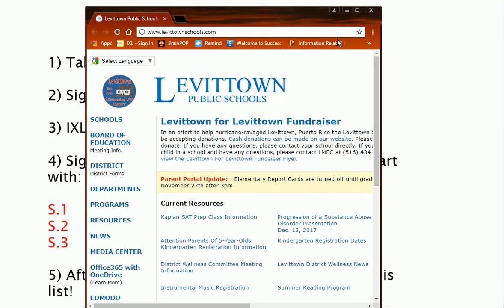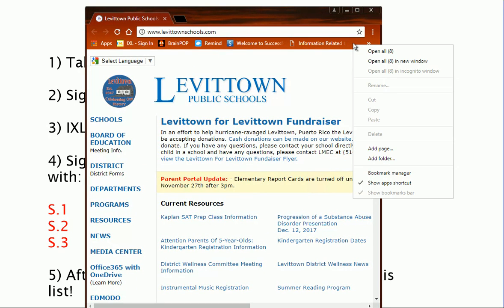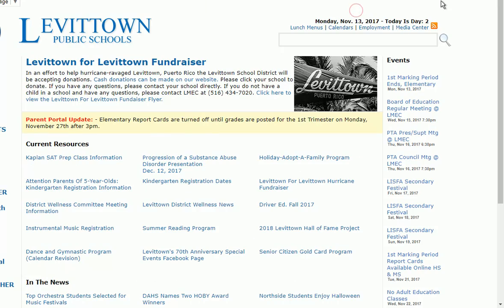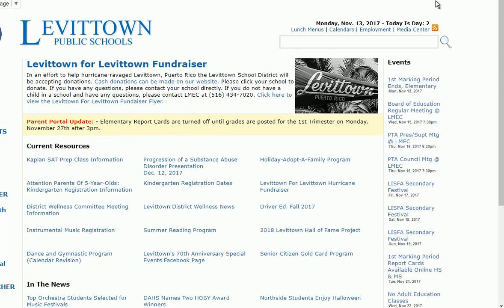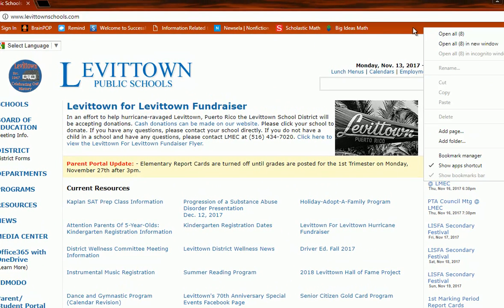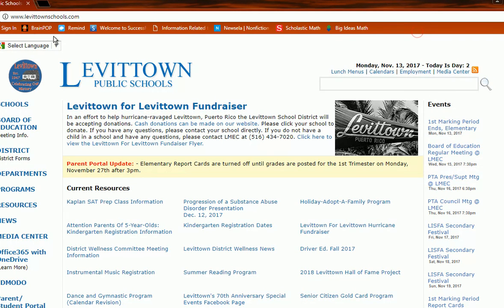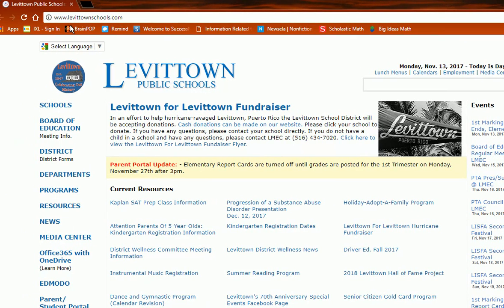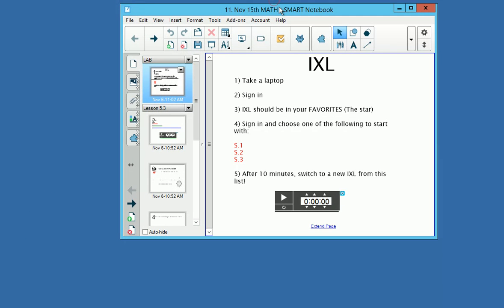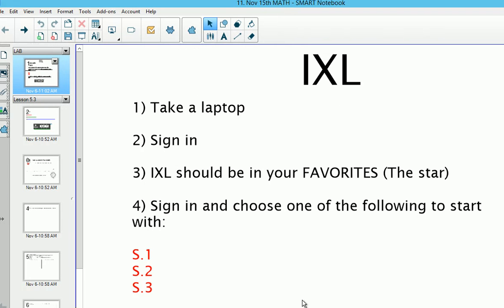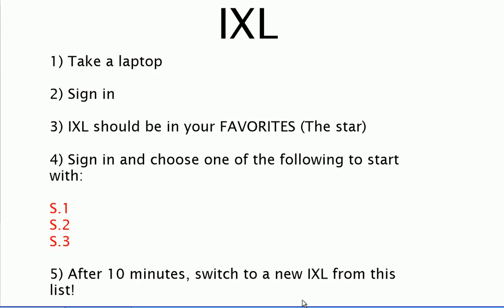Like mine's up here. If you don't have this toolbar, you're just gonna right click up here and you should be able to open your toolbar from there. But I have it, IXL, right up here. There it is. If you don't, check that out and we'll get you some help on that. Ooh, there we go. Okay.